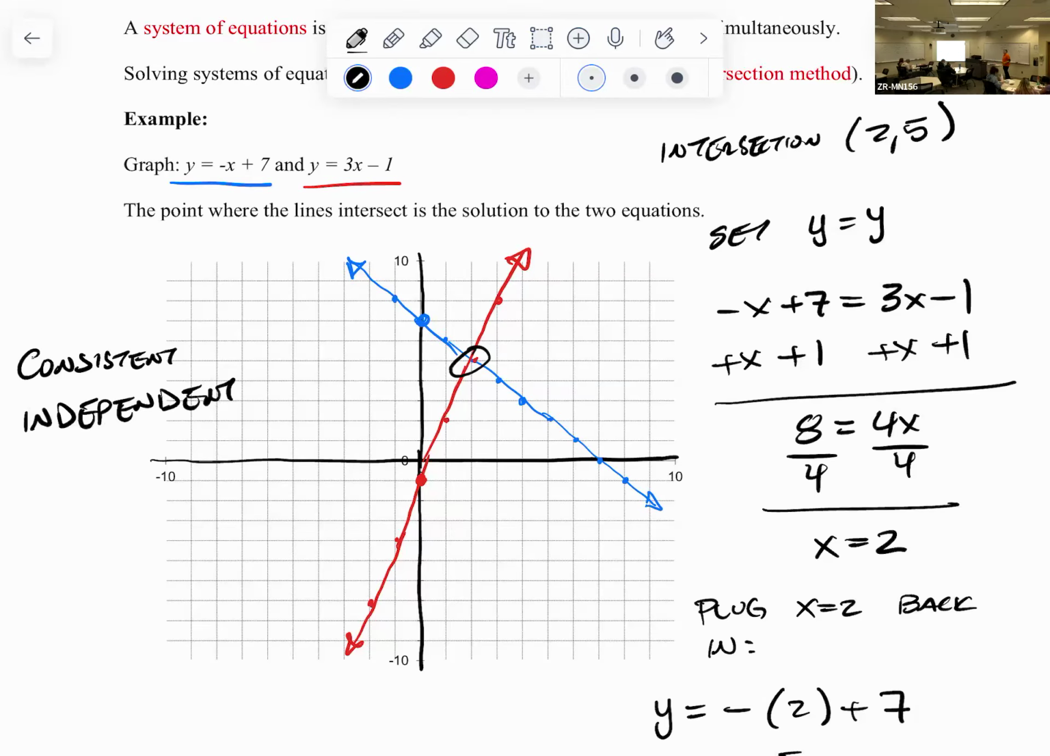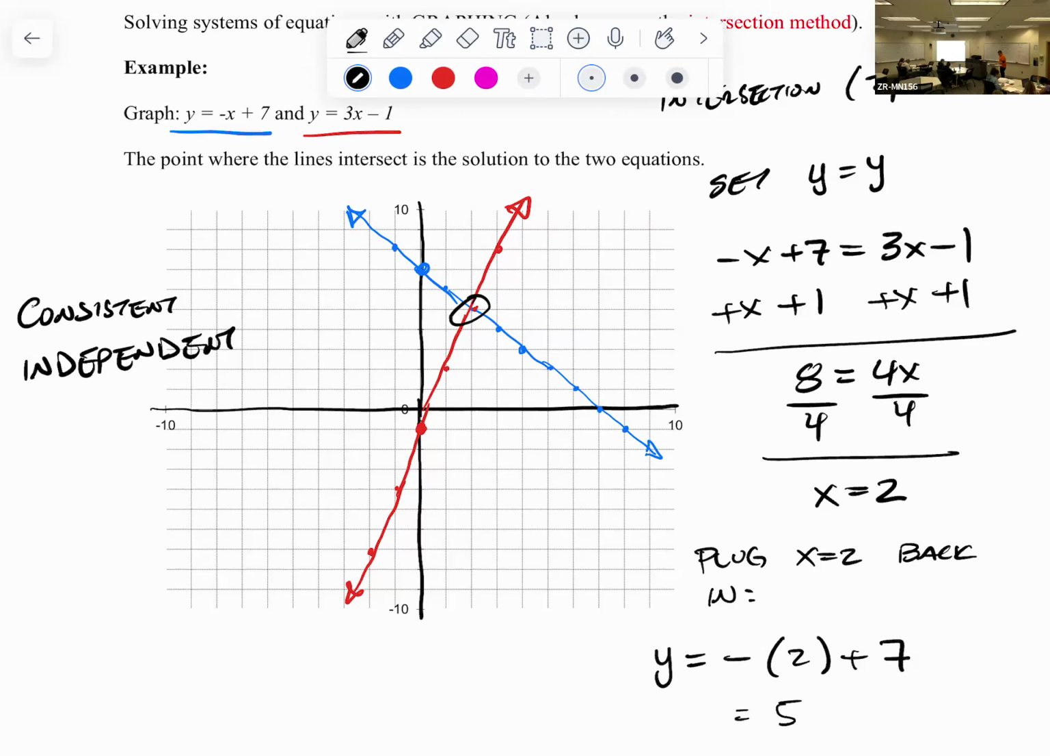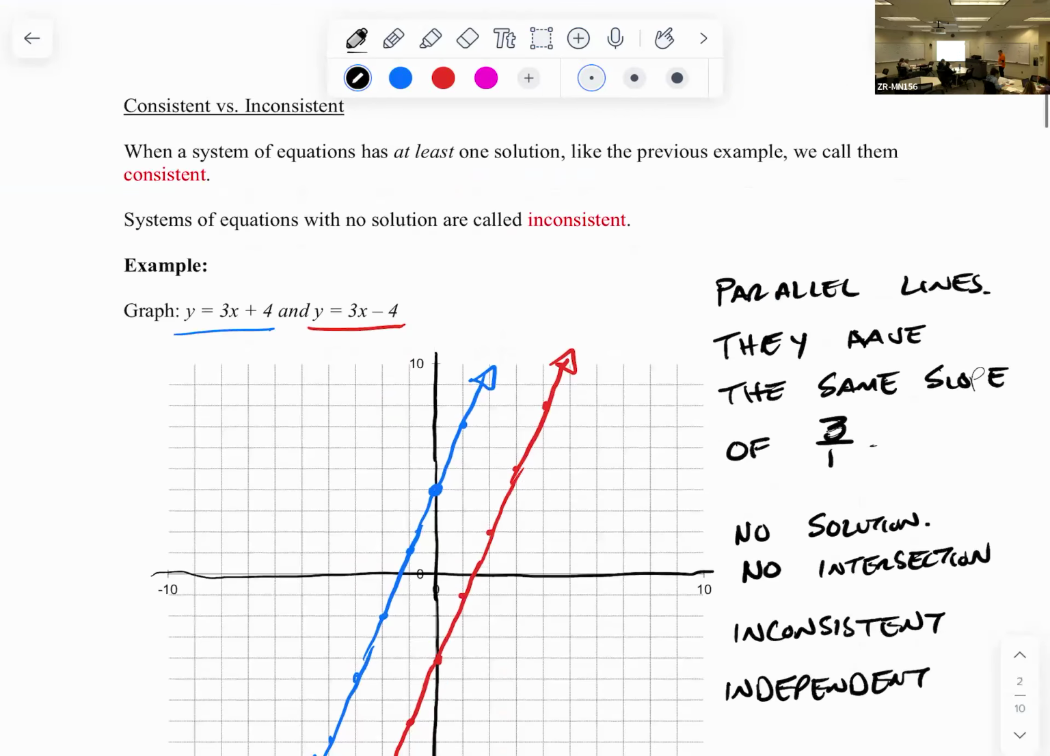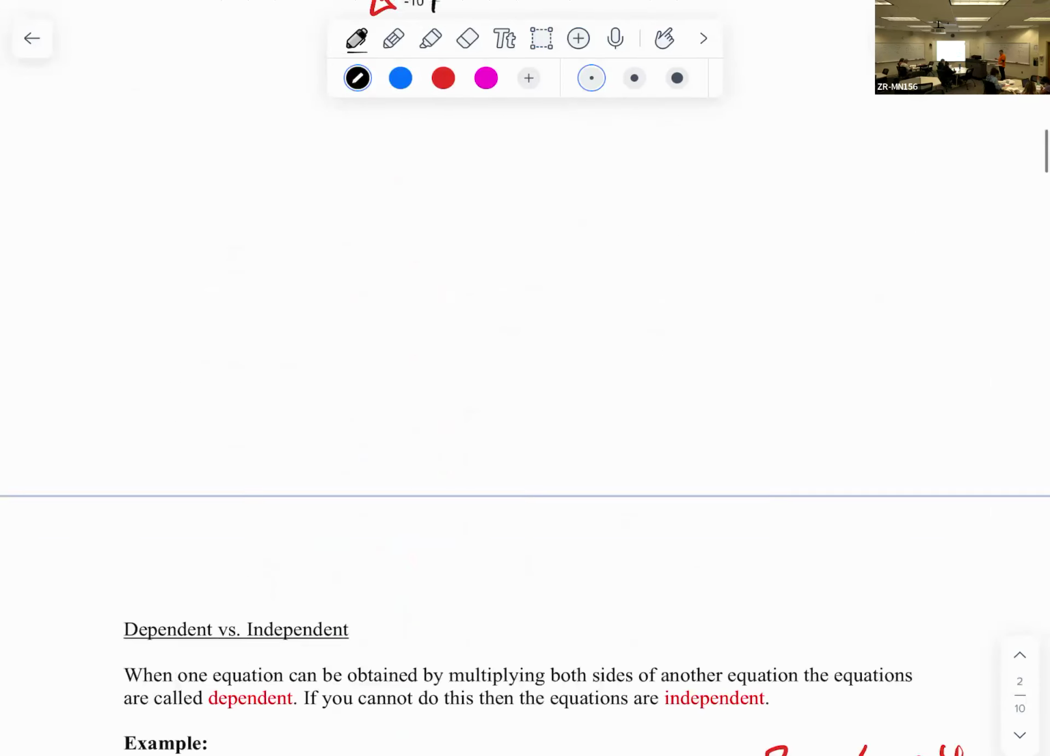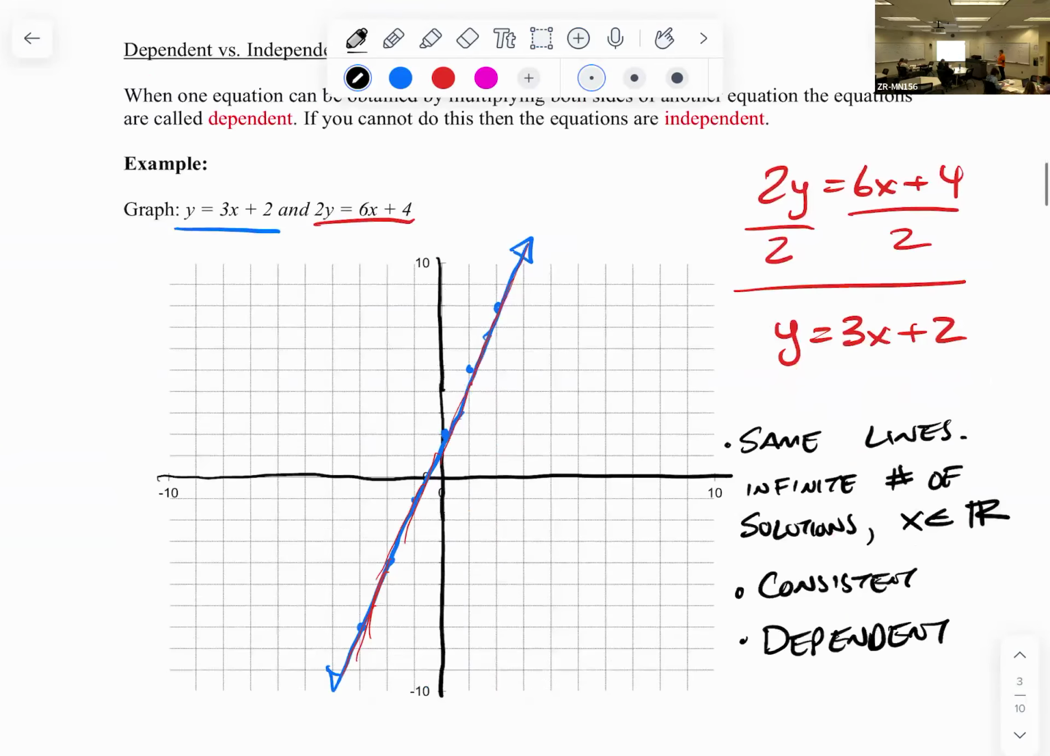So notice every set of lines we have meets two definitions. This is the most common case. We have two separate lines that cross somewhere, right? Most lines are consistent and independent. These two cases are actually the special cases. Parallel lines are inconsistent and independent. And the same line, multiples of the same line, are consistent and dependent. So that is some verbiage.